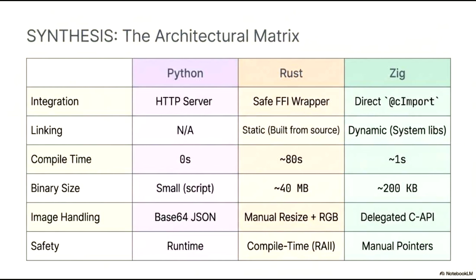The performance trade-offs are most evident in compile times. Python requires 0 compilation, while Zig is highly efficient at roughly 1 second. Conversely, Rust safety checks extend its compile time to about 80 seconds. For image handling, Python relies on base64 JSON encoding, whereas Rust involves manual resizing and RGB manipulation, and Zig delegates these tasks to the C API. Finally, looking at safety models, Python relies on runtime checks, Rust utilizes compile time RAII, and Zig demands manual pointer management. This matrix underscores that each language presents a unique balance of speed, size, and safety.